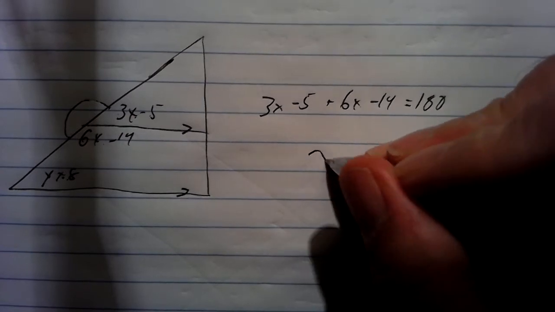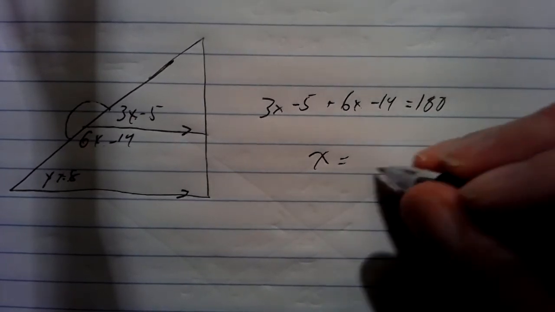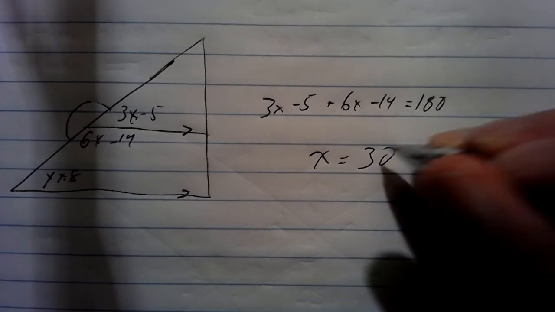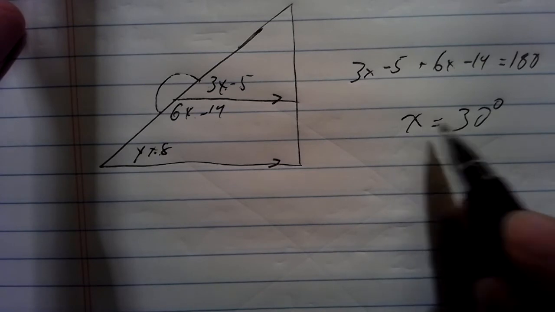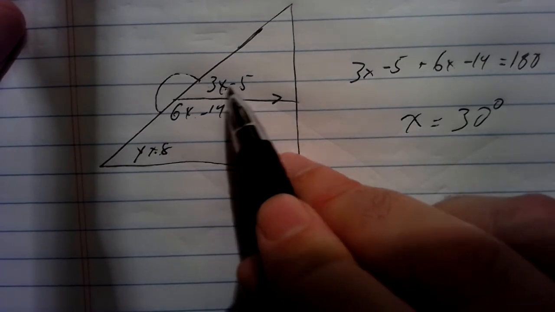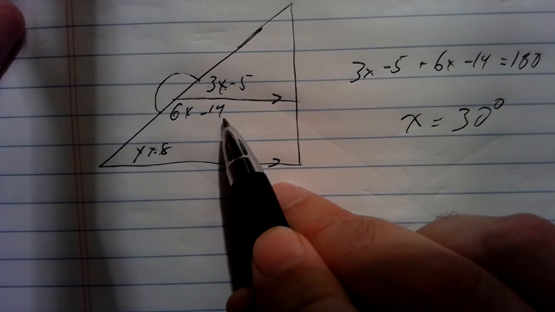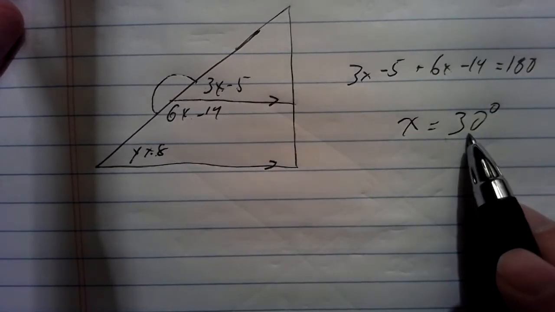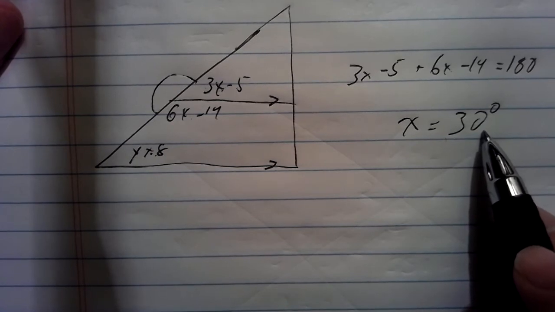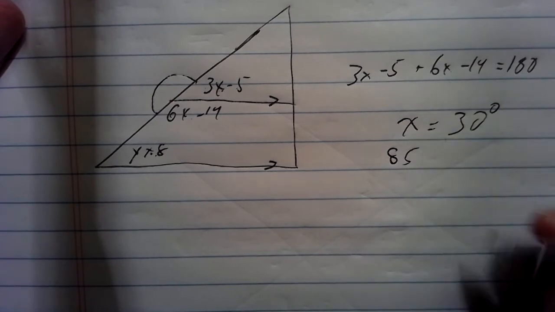So once you know what x is equal to, I don't know what it's going to be equal to, let's say it is equal to 30 degrees. Okay. So once you know what x is equal to, 30 degrees, you can figure out what this angle and what this angle is equal to. So you would substitute in your x for here. And if x was equal to 30, and I don't know that it is, you would get 90 minus 5, which would be 85 degrees.